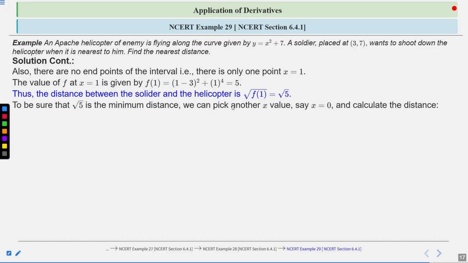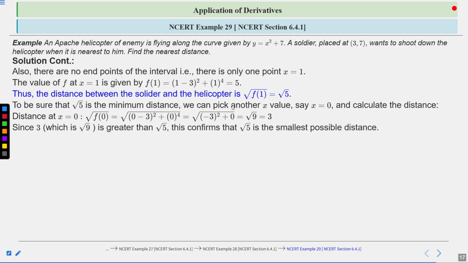To be sure that root 5 is the minimum distance, we can pick another x value, let's say x equal to 0, and calculate the distance. The distance at x equal to 0 is root over f of 0, which is root over (0 minus 3) whole square plus 0 square, which is root over 9, which is equal to 3.